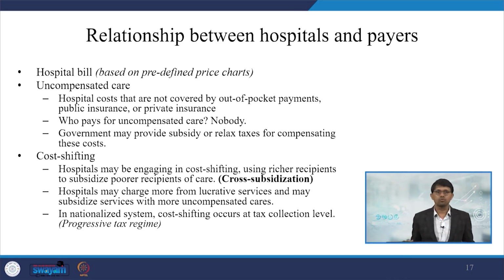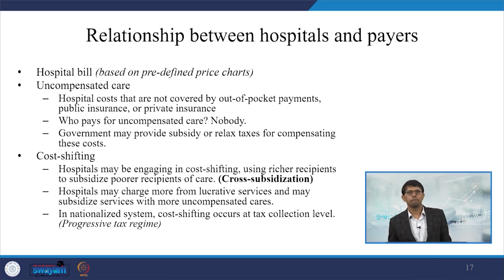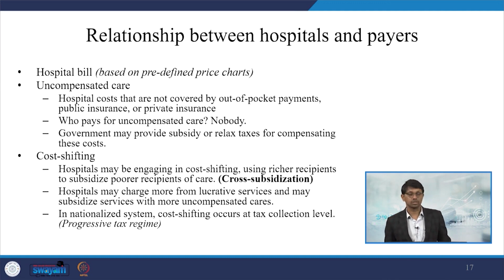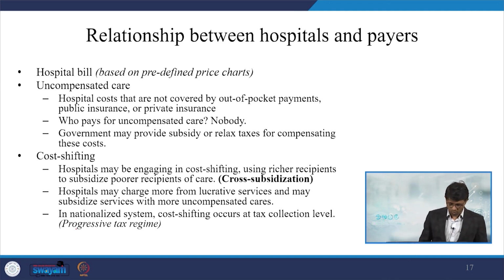Cost shifting sometimes occurs due to cross-subsidization. We already discussed that the richer ones might compensate. That is exactly what is called cost shifting. A hospital may also charge more for lucrative services and subsidize in other cases. In a nationalized system, cost shifting occurs at the tax collection level as well as through a progressive tax structure.